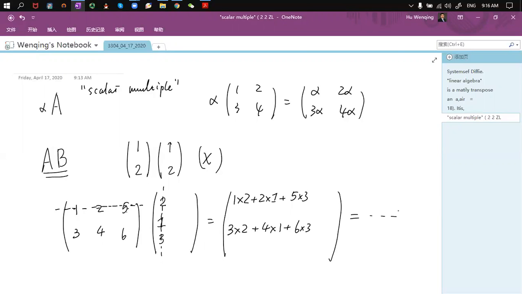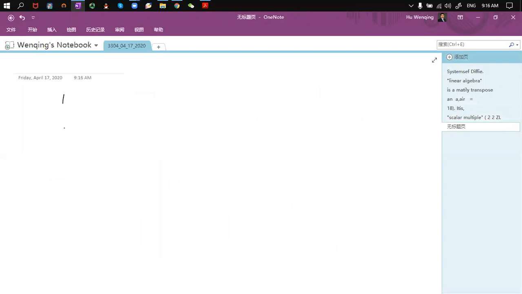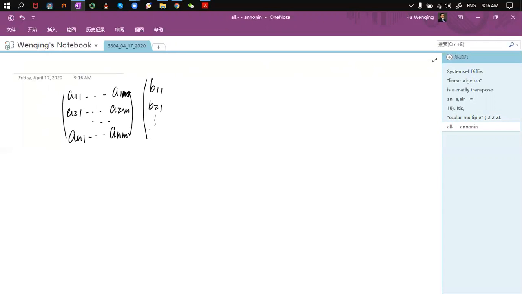So in general, if you have a matrix of the form A11, up to A1m, then A21, up to A2m, and so on down to AN1, up to ANM. Then you would like to multiply a matrix of the form B11, B21, up to BM1, and so on, up to B1K, B2K, BMK. You can see that the number of rows in the second matrix is equal to the number of columns in the first matrix.